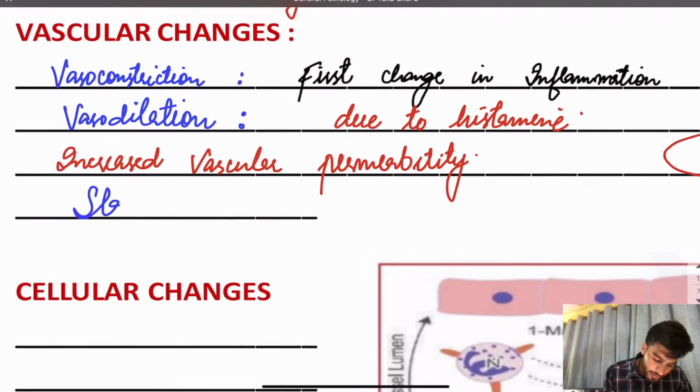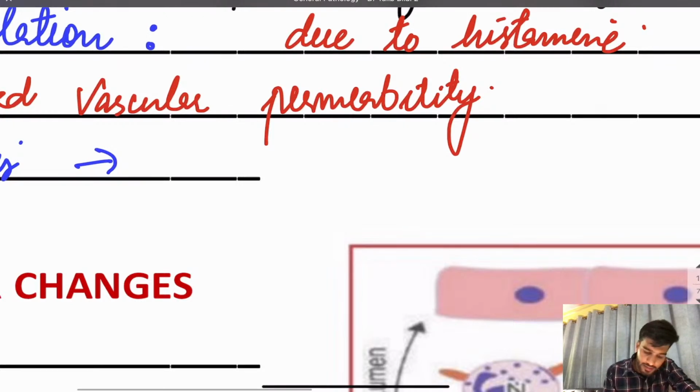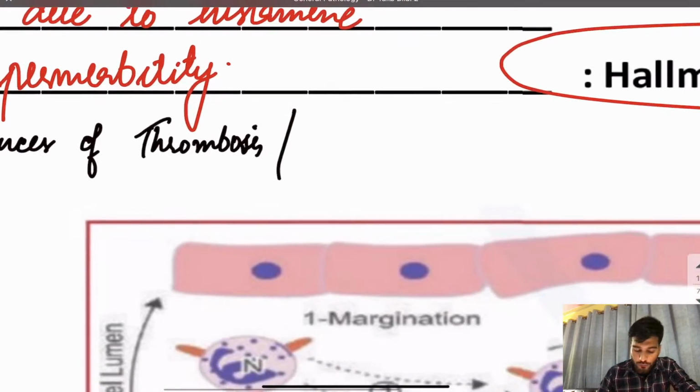And in the end, there will be stasis of the blood. And when there is stasis of blood, my dear students, there are increased chances of thrombosis, that means increased chances of clot formation. We have a classical triad for that, guys. What are the components of the triad? We have stasis, endothelial injury, and hypercoagulability. So write it down: when there is stasis, there are increased chances of thrombosis or clot formation.